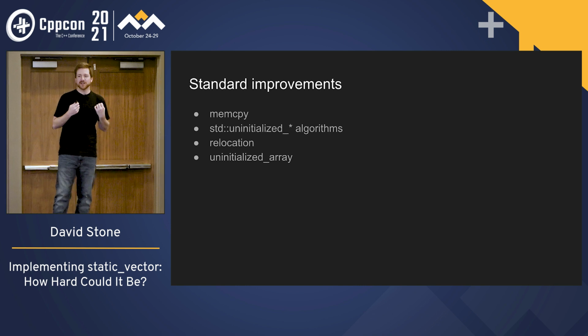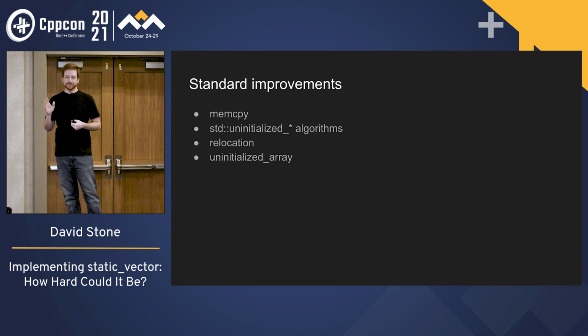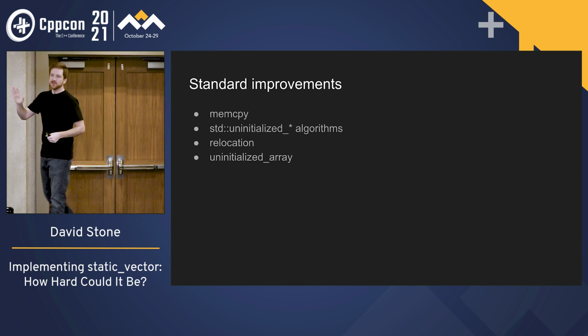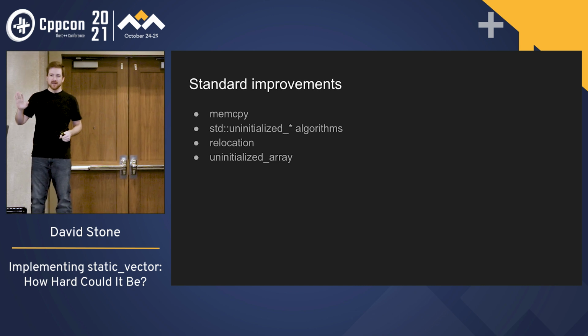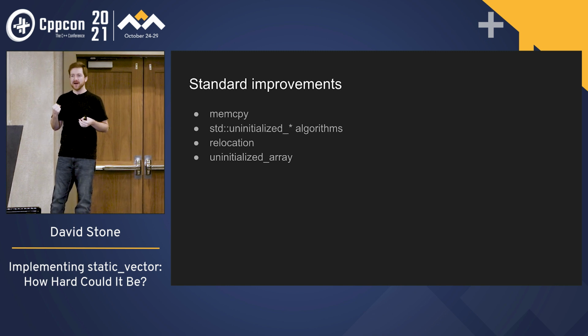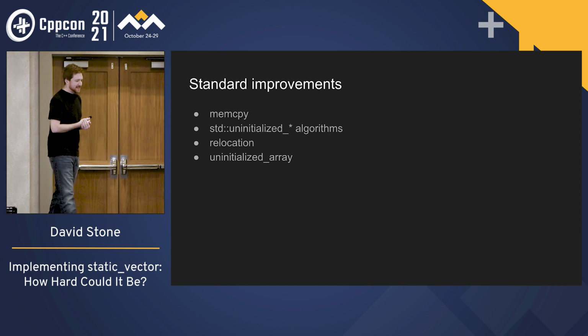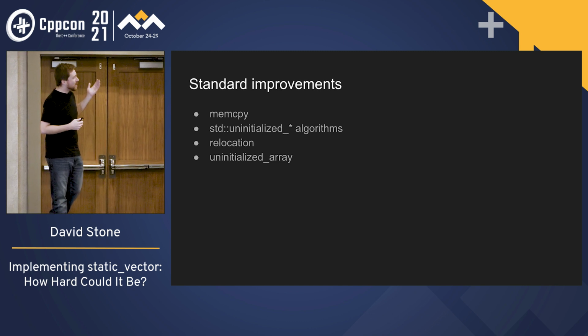That's really frustrating. It's really disappointing that we have vector, which is usable at compile time, and then we have static vector, which takes away the one thing that was hard to do at compile time, and then we can't use it at compile time. So, how do we fix this?